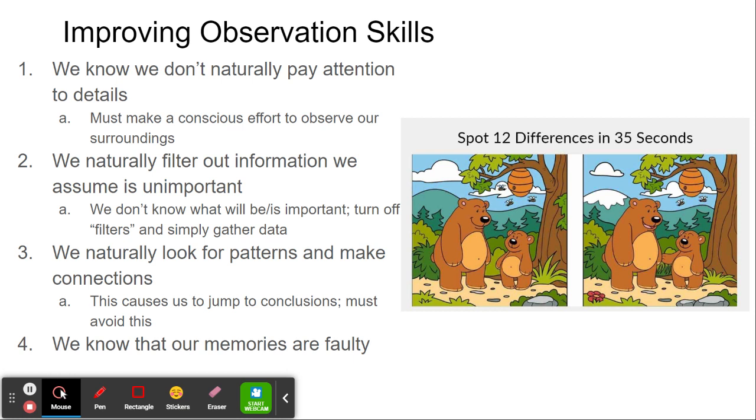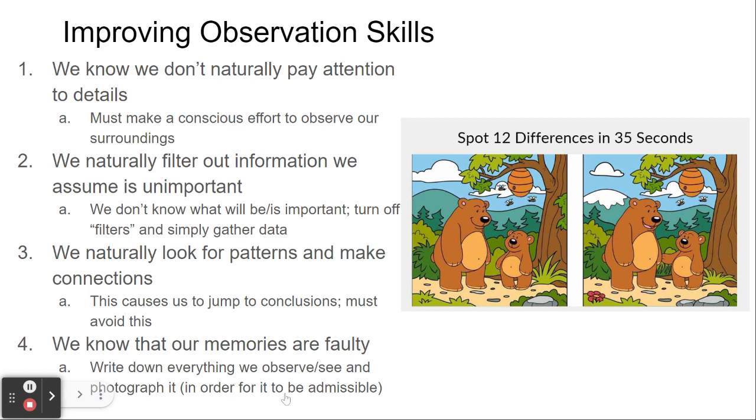We know that our memories are faulty, and so therefore we want to try to write down anything and everything that we observe and see, and then obviously photograph it to make it as accurate as possible. This would be a really specific application of forensic science, being able to document everything so that it would be admissible from the standpoint of a court of law.